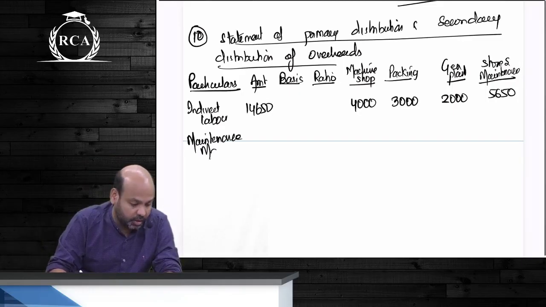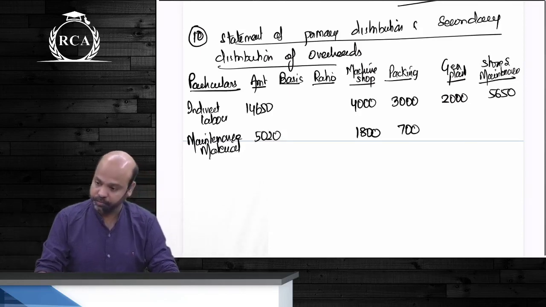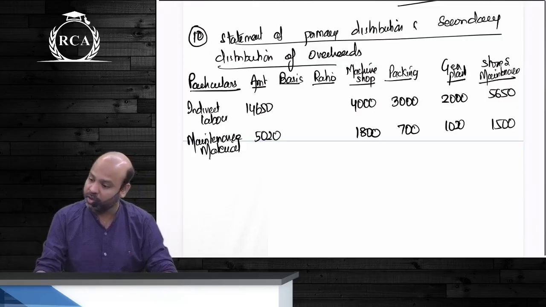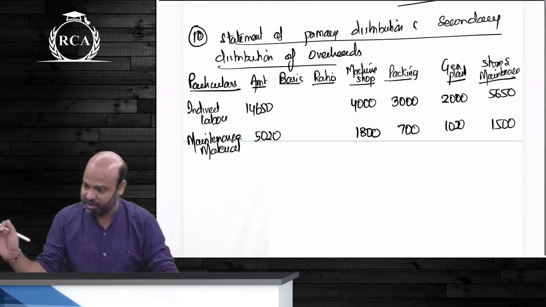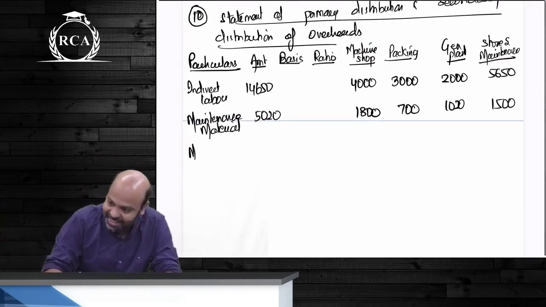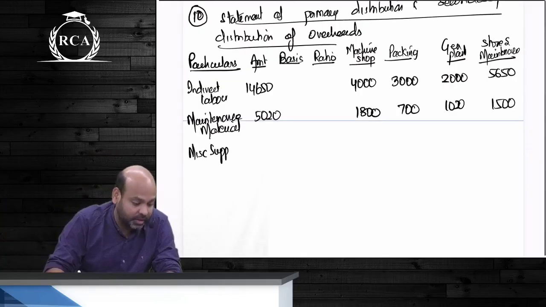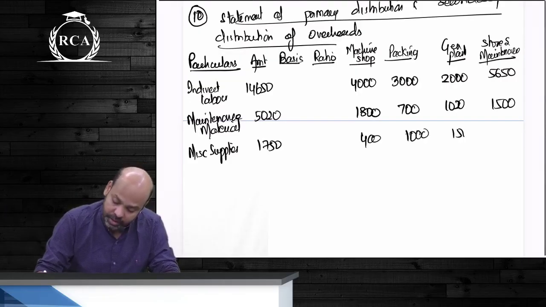Maintenance material, the amount is 5020. The amounts individually are 1800, 700, 1020 and 1500. तू क्या पोर्शन कर रही? पहले वो नीचे के शुरू कर दी. Miscellaneous supplies better 1750. This will be 400, 1000, 150 and 200.